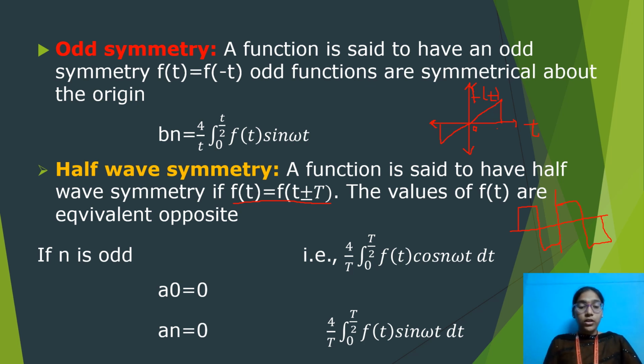Therefore, if n is odd, a naught equals 0, an equals 0. If n is even, an equals 4 by T integral 0 to T by 2 f of t cos n omega t dt. If it is odd, bn equals 4 by T integral 0 to T by 2 f of t sin n omega t dt.